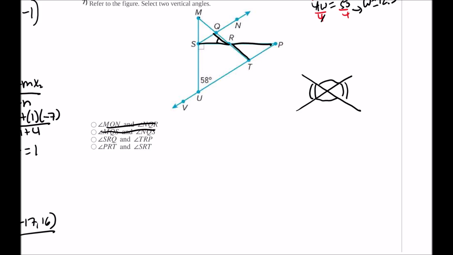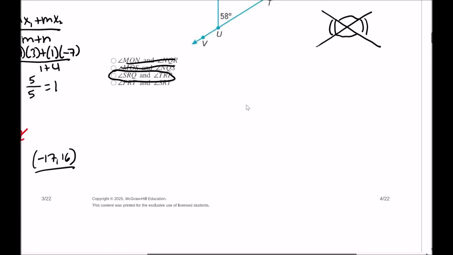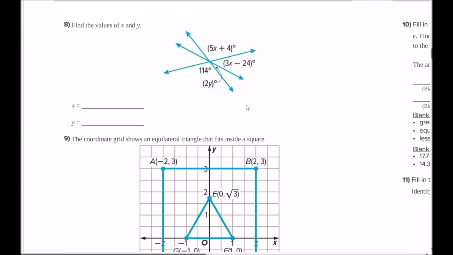Yes, those are vertical because they're on opposite sides. They form an X and then they're on opposite sides. So we're looking at that angle. Okay, that's the answer. Okay, and then I'm going to label those like that. Those are vertical. Okay, that's it for that one. Just the definition of vertical.